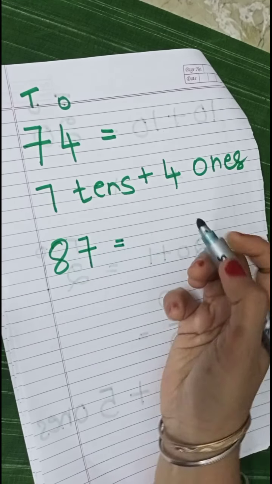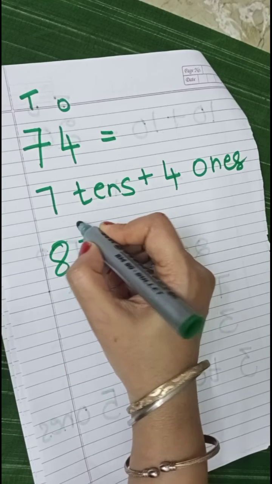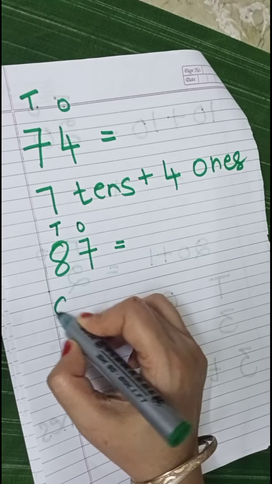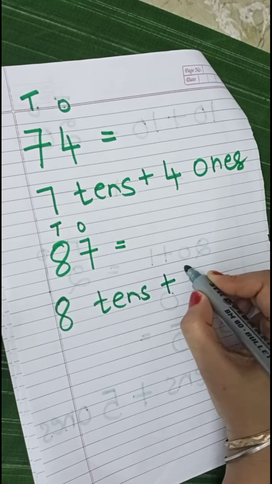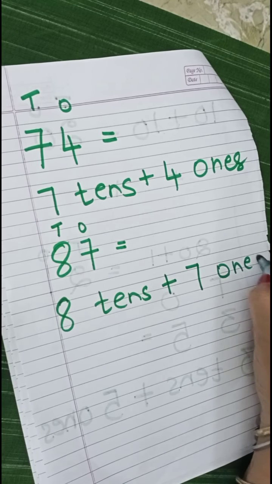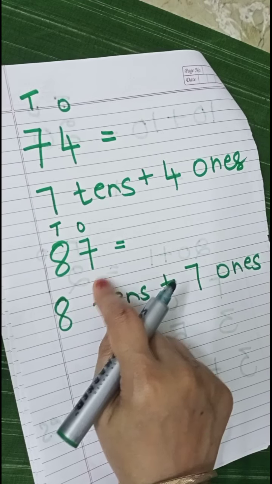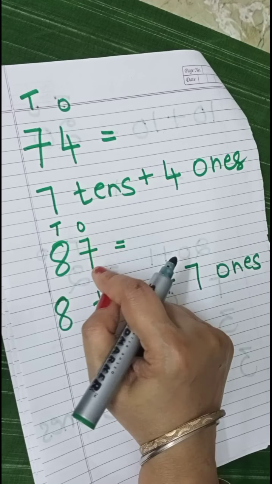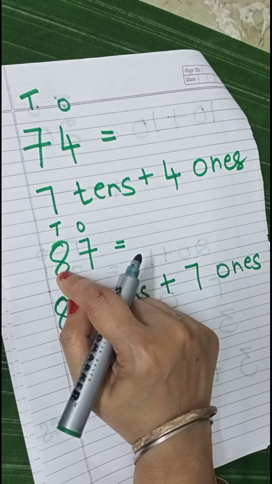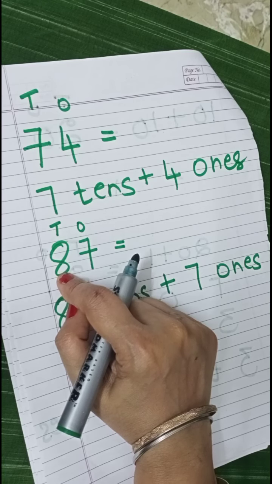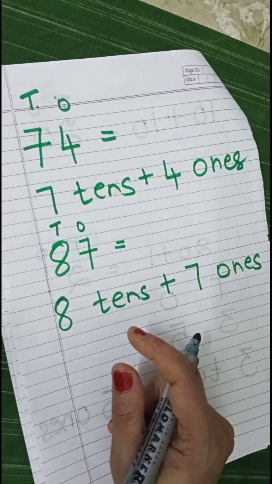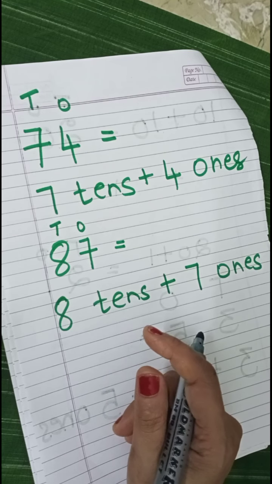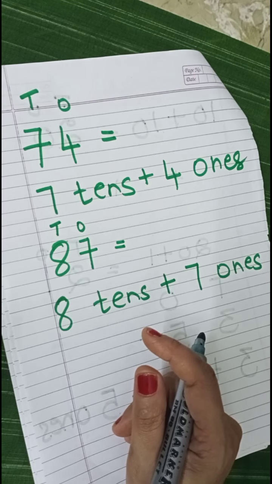So one more example, 87. How can we expand? 8 tens plus 7 ones. In 87, how many ones are there? 7 ones are there. And how many tens are there? 8 tens are there. 8 tens means 80. Clear or not clear? So it can be written in another way also.